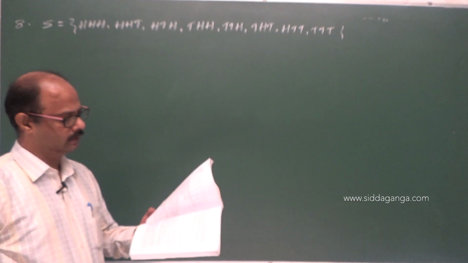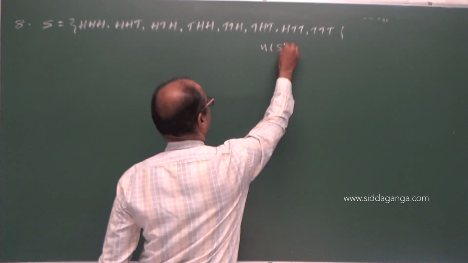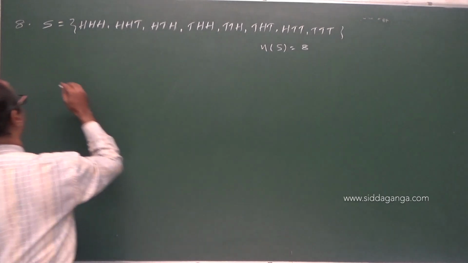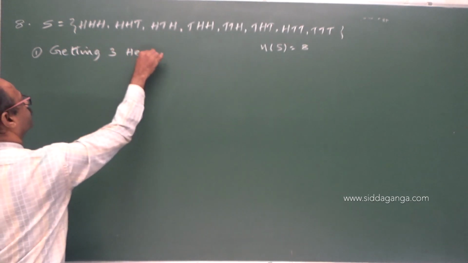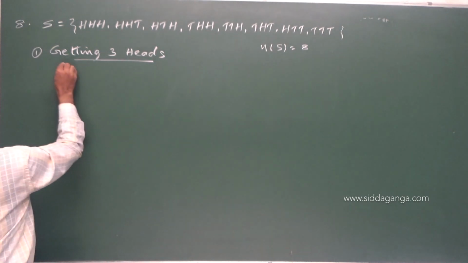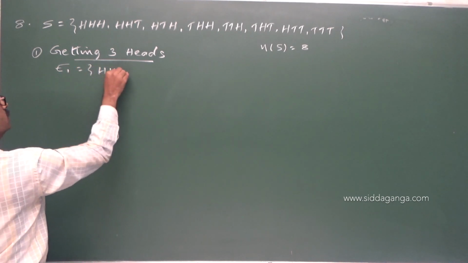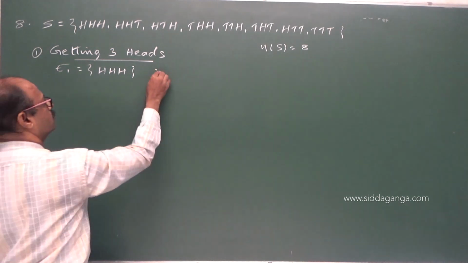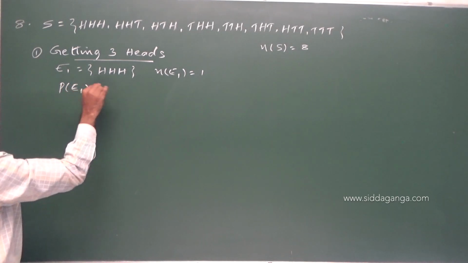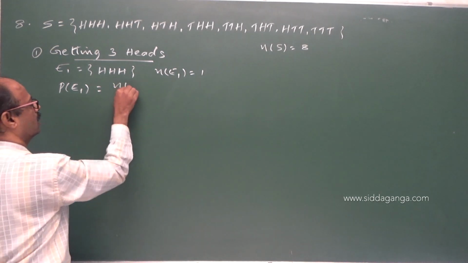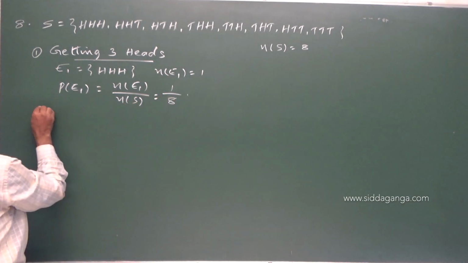Look at the first one. Find the probability of getting 3 heads. So here, n of S is equal to 8. The first one, getting 3 heads, you can call it as E1. E1 is equal to, this is H, H, H like this. So n of E1 is equal to 1. So P of E1, probability of an event E1 is equal to n of E1 divided by n of S, which is equal to 1 divided by 8.